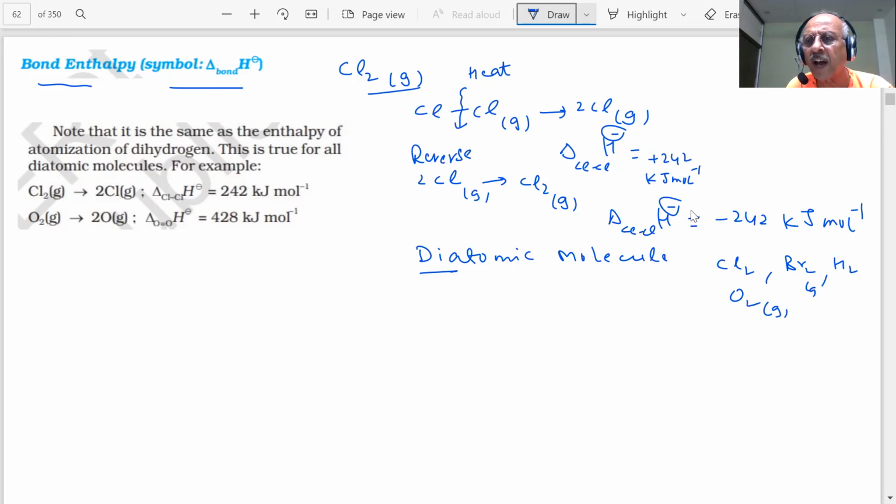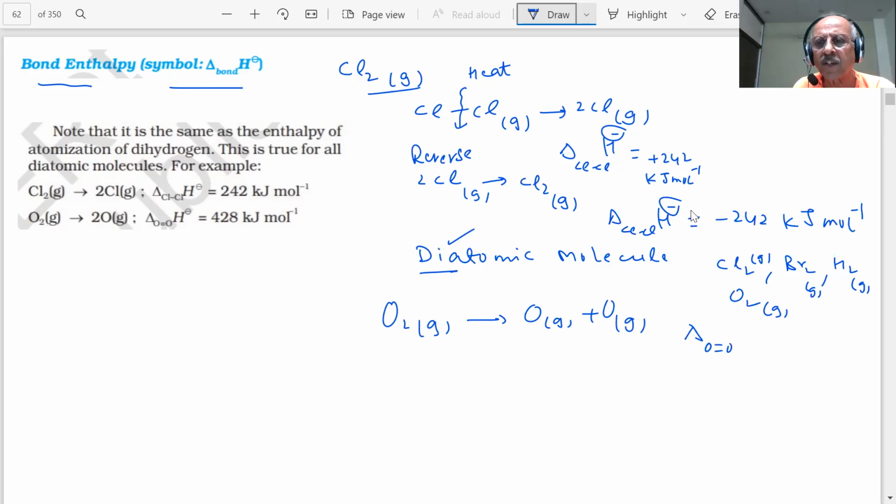What you find here, student? They are made up of how many atoms? They are diatomic molecules, two atoms. So in such cases, the enthalpy of atomization and bond dissociation enthalpy are the same. Now, if you want to dissociate an oxygen molecule into two oxygen atoms, student, the value of delta H is how much? 498, student, kilojoules per mole. This value is more than Cl2.